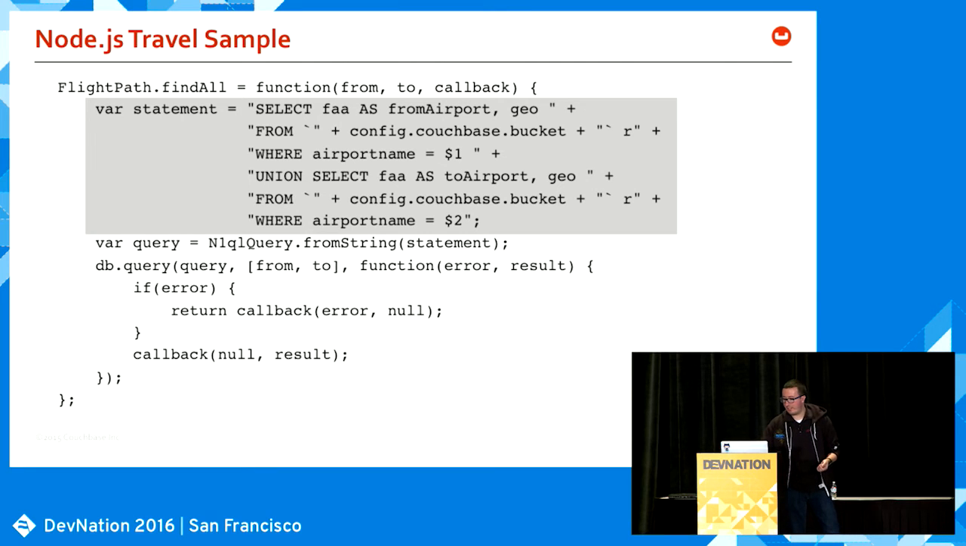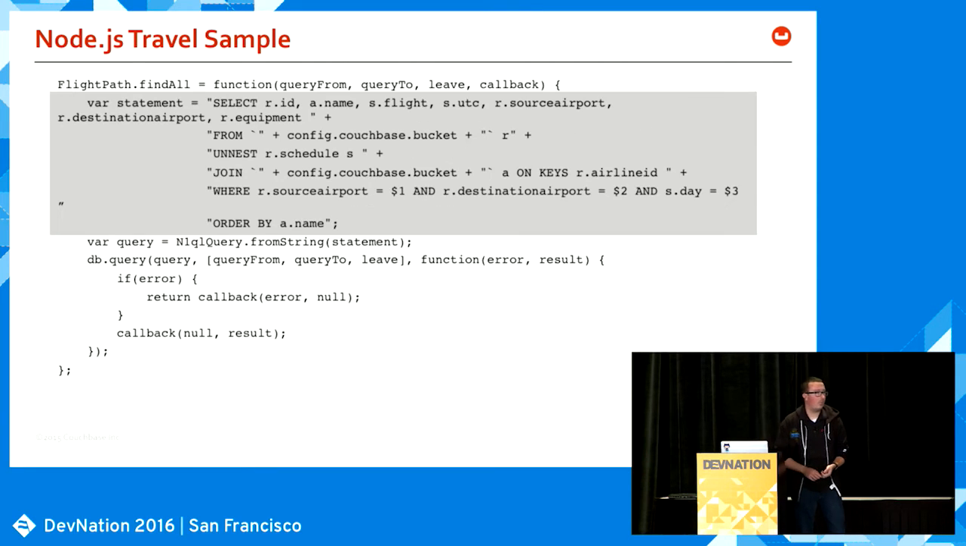Now, if I wanted to take it a step further, here's another much more complex query. This time we're doing joins in this one. Joins are incredible to be able to do in Couchbase. So we're selecting an ID, we're selecting name, flight information. Let's say that we're selecting travel information. It's coming from several different buckets in this case.